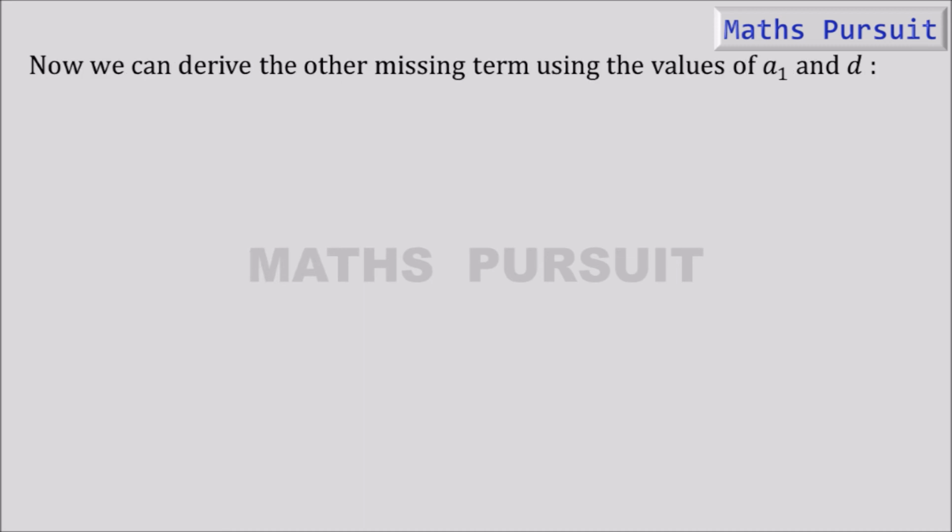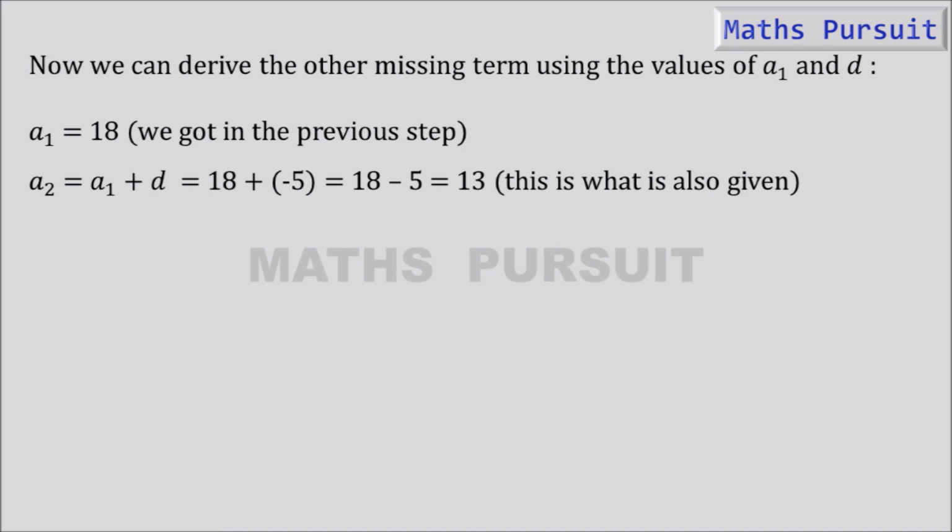Now we can derive the other missing term using the values of A1 and D. So we got the values of A1 as 18 and D as minus 5. Now we can use these two values and we can derive the missing terms. A1 is equal to 18 we got in the previous step. A2 is equal to A1 plus D. Guys, we very well know that in order to find the next term, if we add the common difference to the current term, we'll get the next term. That is what we are doing here. A2 is equal to A1 plus D. So that is equal to 18 plus minus 5, that is equal to 18 minus 5, that is equal to 13. This is what is also given.